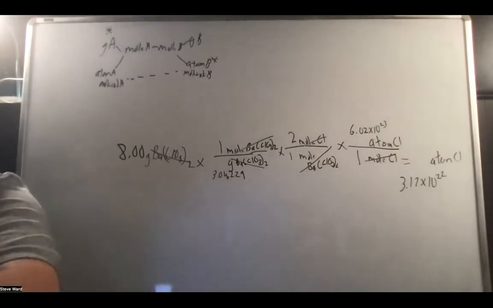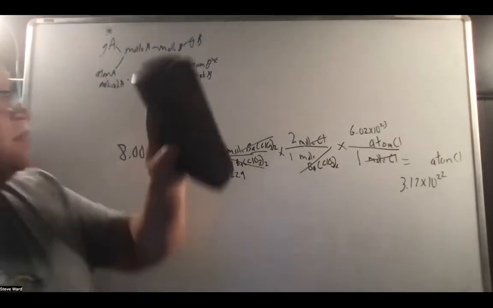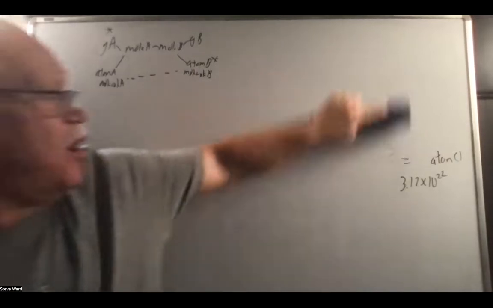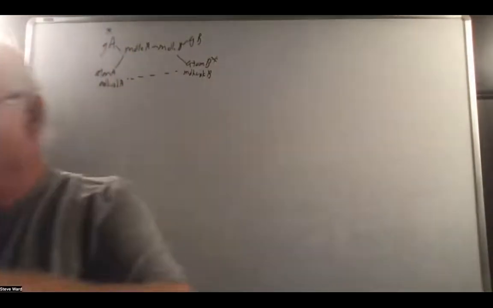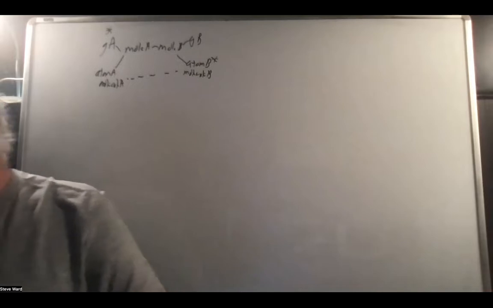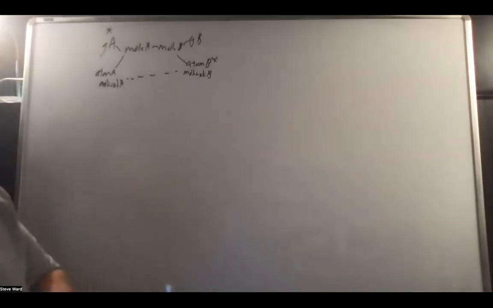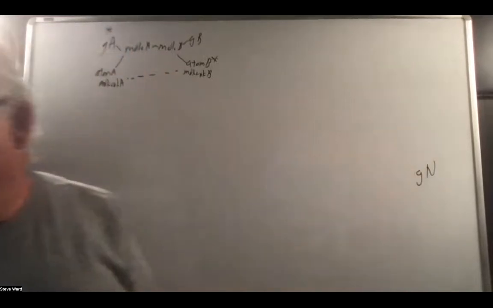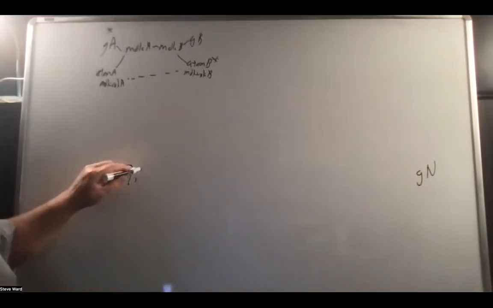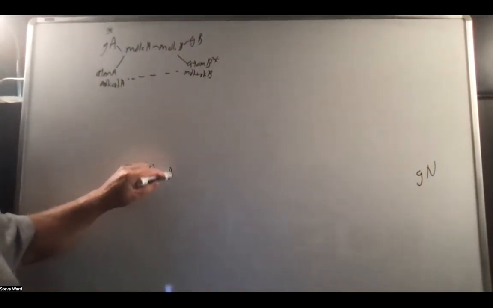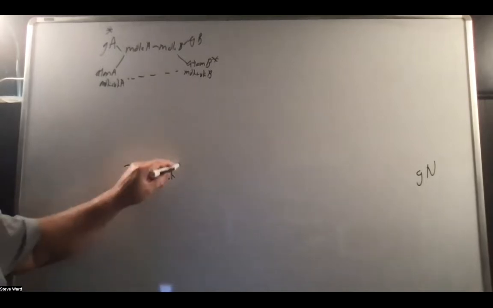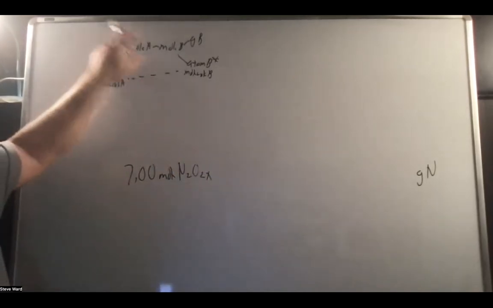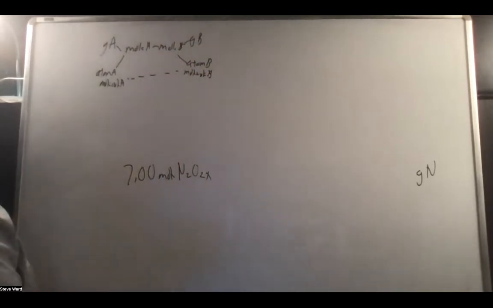Let's look at another problem on page 10 that helps illustrate this. When you go to page 10, it says how many grams of nitrogen. So we're looking for how many grams of nitrogen are in 7.00 moles of N2O2. Now let's see where we're starting and where we're ending on our mole map in this problem.